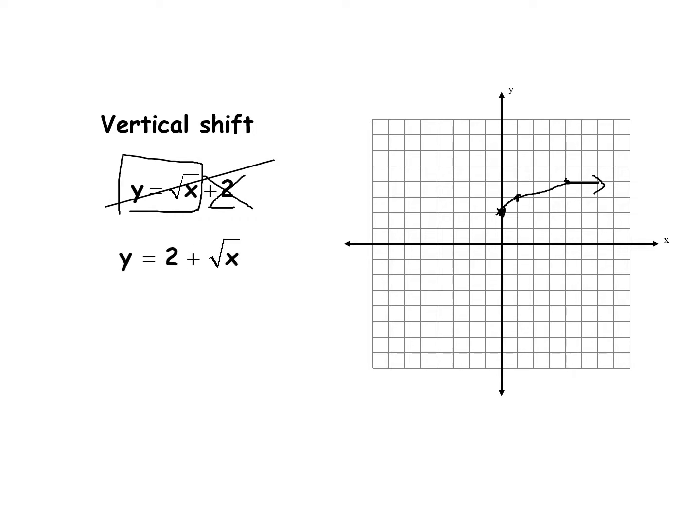Now, the reason that I had crossed this out is that very often you will see it written like this instead of the first one because you want to make sure that 2 is not underneath the radical. But either way it is written, it is still going to be your vertical shift.